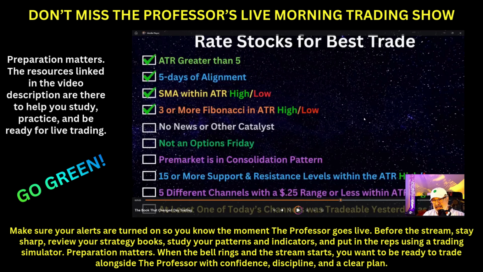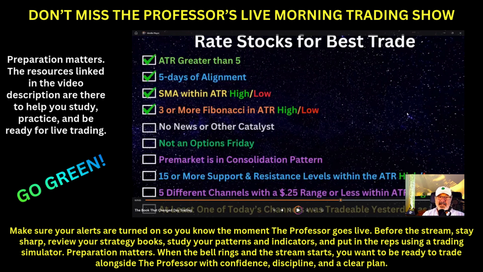Now, this book was put out in 2022. The markets change a little bit. And some of these things you might have a really hard time finding a stock if you try to follow all these. But if you can, you're most likely going to get a stock that's going to be easy for you to trade. But you're looking for an ATR that's greater than 5.